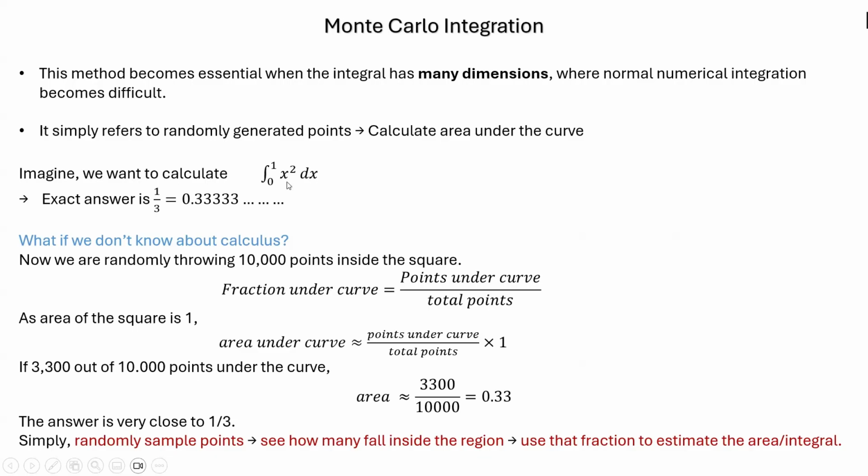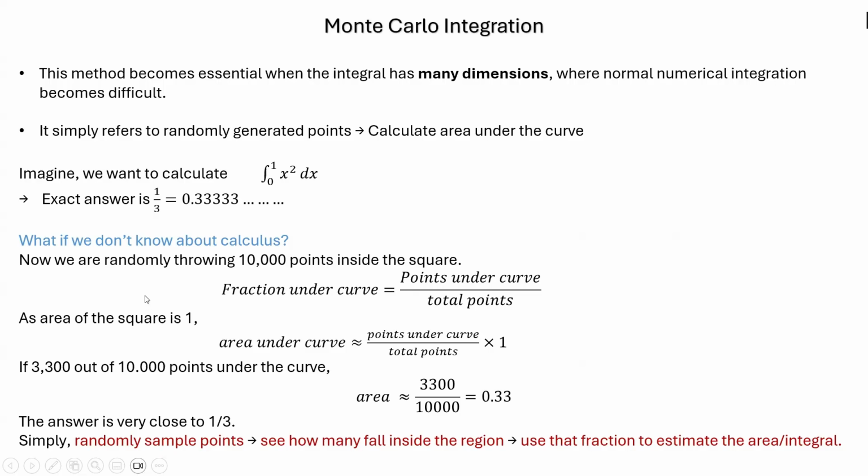So here is an example. We want to calculate the integral of the function x squared between lower limit 0 and upper limit 1. If we have calculus, we can find our answer easily, which is 1 by 3, which is 0.333, and it will be continuous. So what if we don't know how to do it without calculus? What if we don't know about calculus? How can we do that?